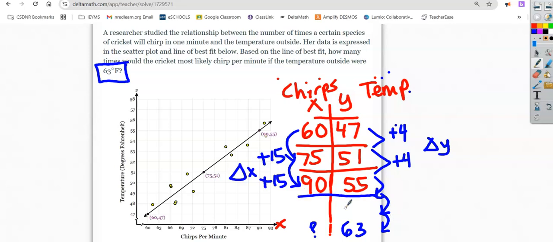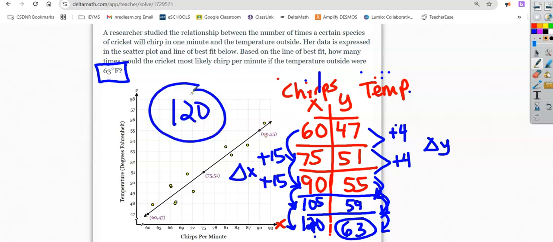So I'm going to fill in some more data here. 55 plus 4 is 59. 59 plus 4 is 63. That's what we want. So if I had to continue this pattern twice, that means I'll also need to continue the chirps pattern twice. 90 plus 15 is 105. 105 plus 15 is 120. So that means I can expect 120 chirps if it's 63 degrees outside.